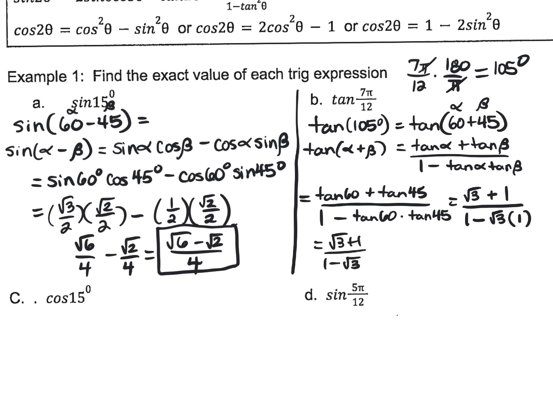The only thing that's bad here is that you've got a radical in the denominator. Kind of sucks for you, doesn't it? So we have to multiply by 1 plus root 3. Remember, if you have 1 minus root 3, you have to multiply by its conjugate.